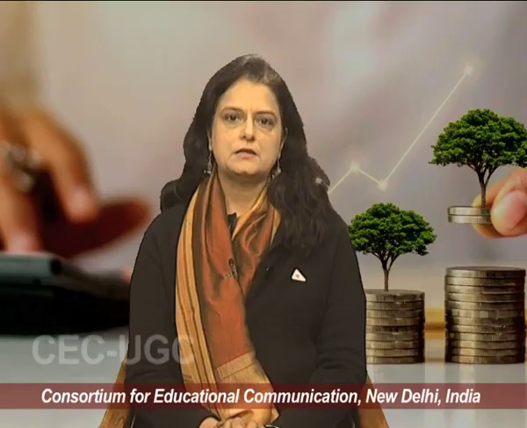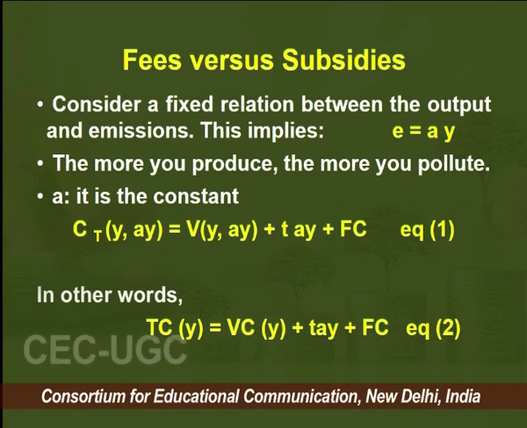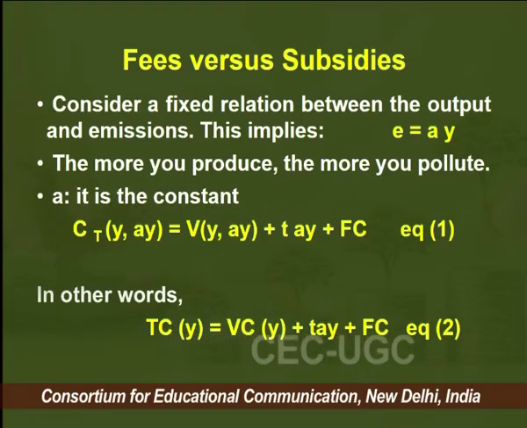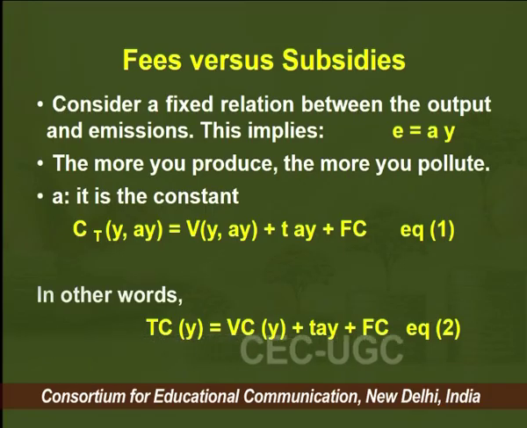So that is how our total cost function gets affected, and the total cost function is represented as equation 1. One can also say that the total cost is finally a function of Y, where Y is the total production of the firm, the good. So we can express the entire equation in terms of Y, total cost as a function of Y, which can be broken down into variable cost, which is again a function of Y, plus TAY. Now TAY is nothing but the tax on emission, which is again a function of Y, plus FC, which is the fixed cost, a lump sum cost.